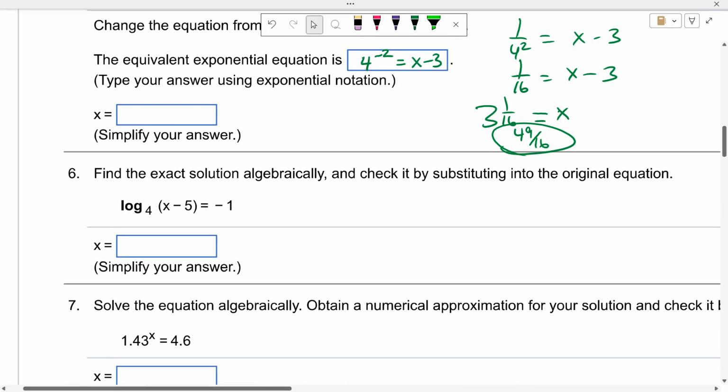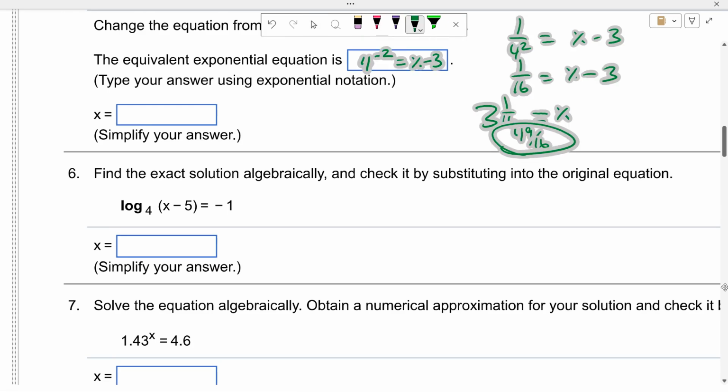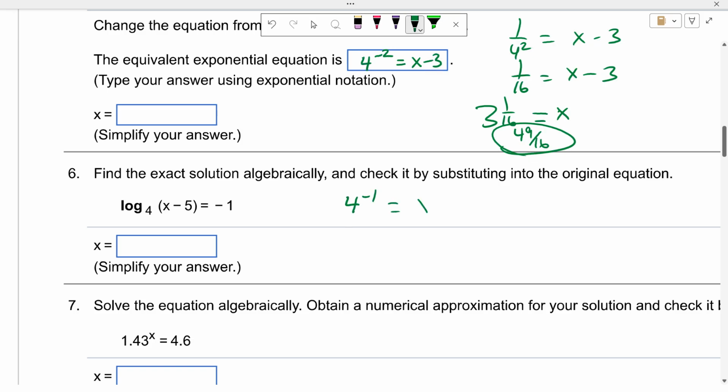Same type of layout for this one. So what to what equals what? 4 to the negative first equals x minus 5. So 1/4 equals x minus 5. Add 5. x equals 5 and 1/4, or 21/4.